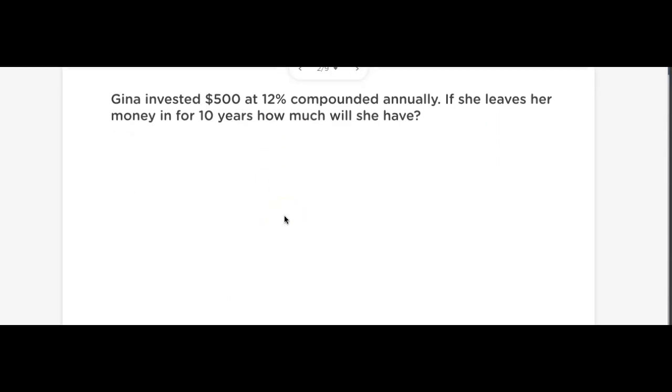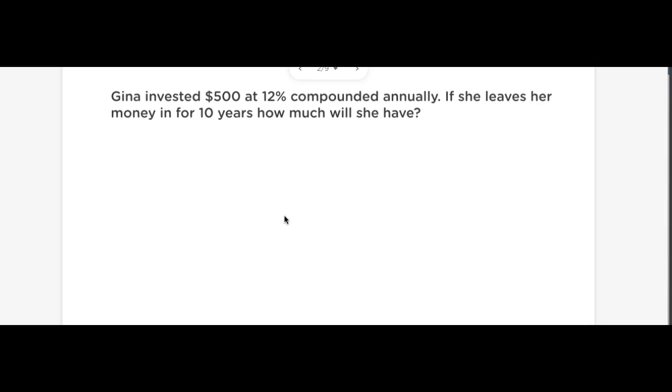Gina invested $500 at 12% compounded annually. If she leaves her money in for 10 years, how much will she have? Let's look at that. So here, my principal is 500. My rate is 12%. Okay. Remember, I told you guys I want you to take that rate and divide it by 100 in the calculator so that you don't make errors. And the time is 10 years. So what does that look like?